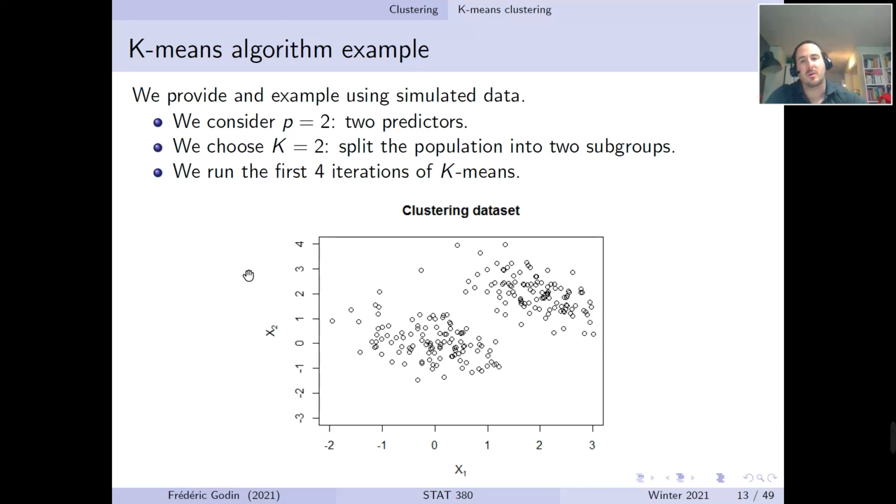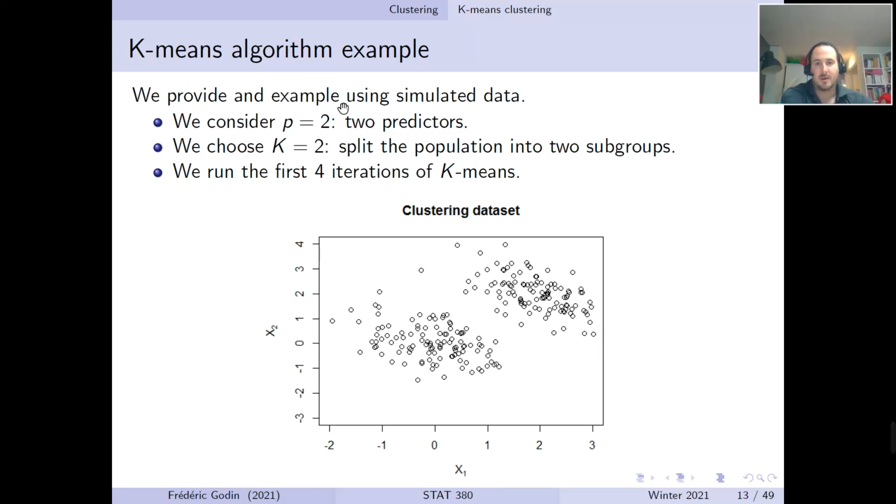So here we're going to provide a simple example using simulated data from R. Let's say we have a simulated data set where for each data point there are exactly 2 predictors, or 2 explanatory variables, x1 and x2.